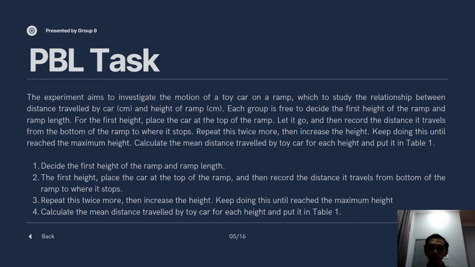Repeat this twice more, then increase the height. Keep doing this until it reaches the maximum height. Calculate the mean distance traveled by toy car for each height and put it in table 1.